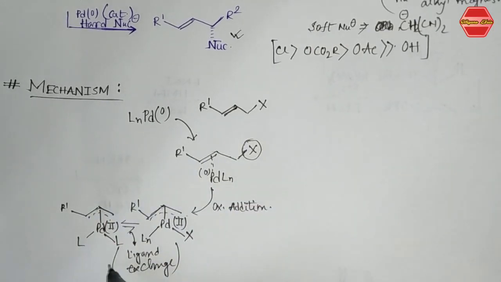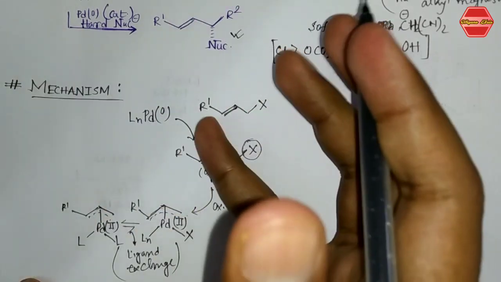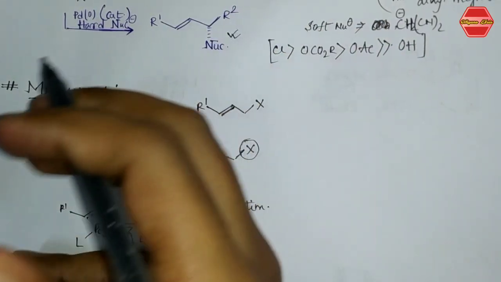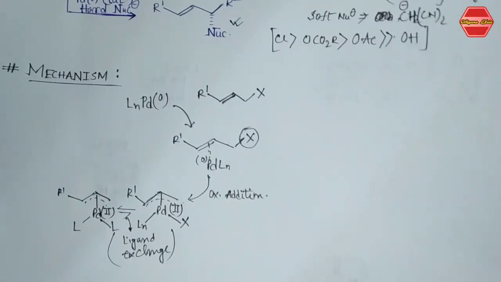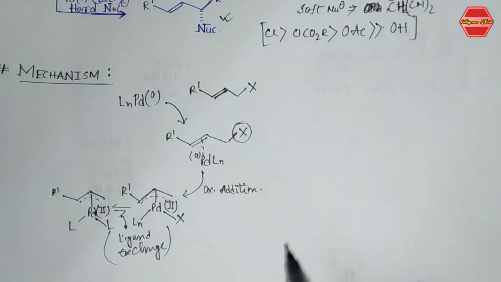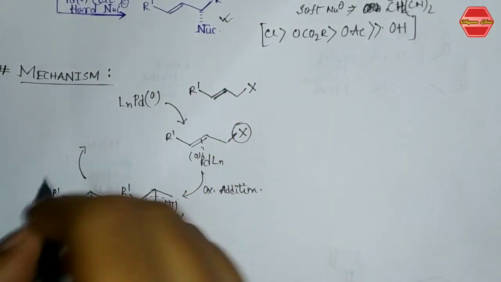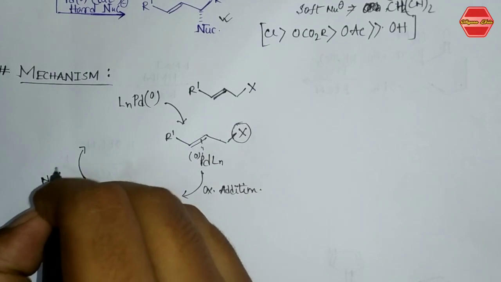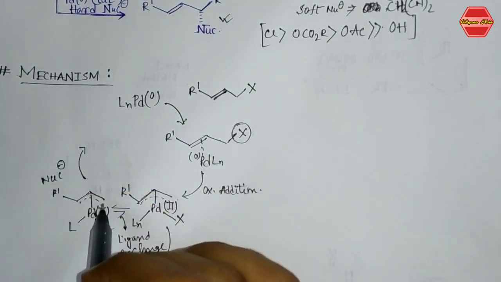Now after this step, the nucleophile will attack over here, and you are going to get the final product. We know that palladium is used in a catalytic cycle, so to follow this rule, we have to do this. That is the first step. The next step is the nucleophilic addition. So this Nu minus will attack over here.